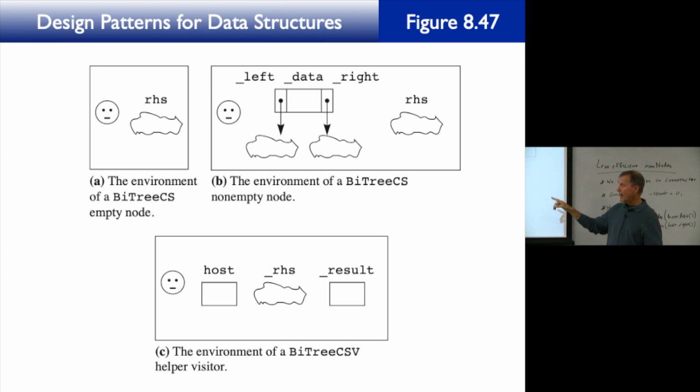Now, you guys, what do we have to do? In the original one, the environment of a non-empty node had underscore left, underscore data, underscore right. What will they correspond to? Host dot left, host dot data, and host dot right. So when you make the translation, you do that. Sorry, did I say data? I meant root. It's host.root.